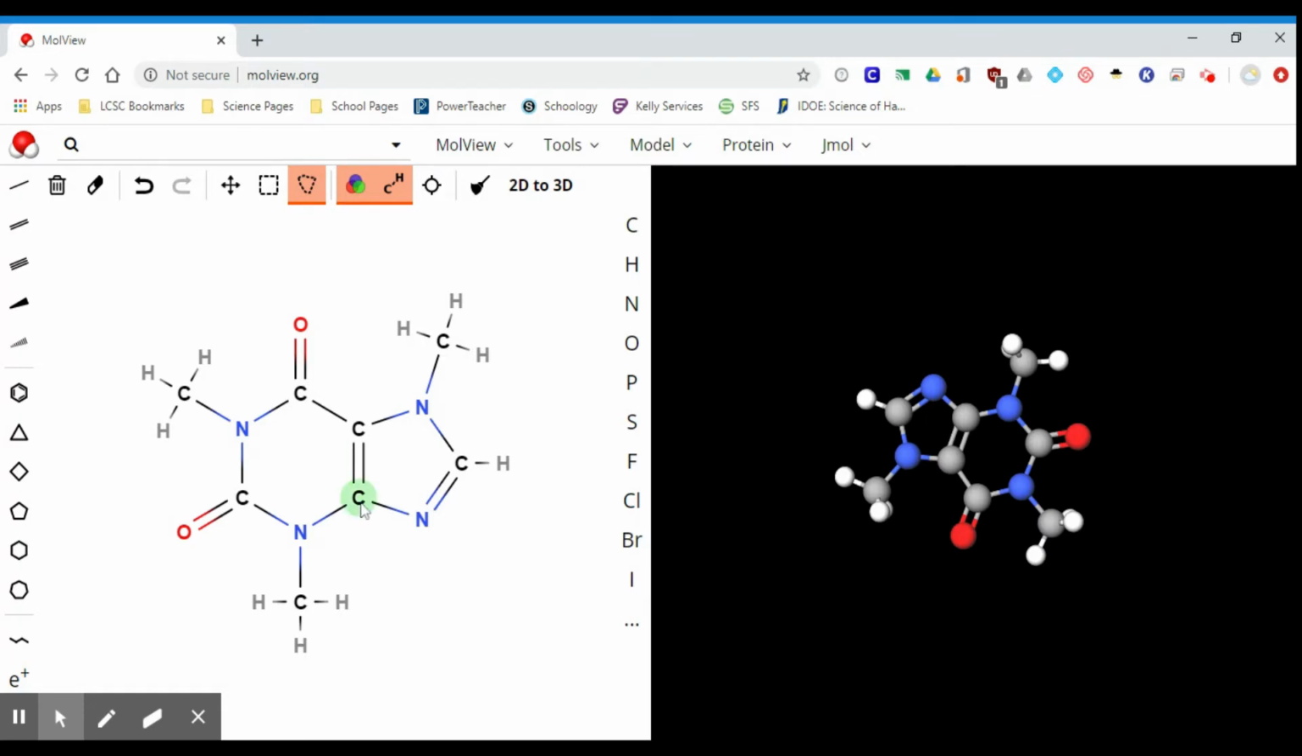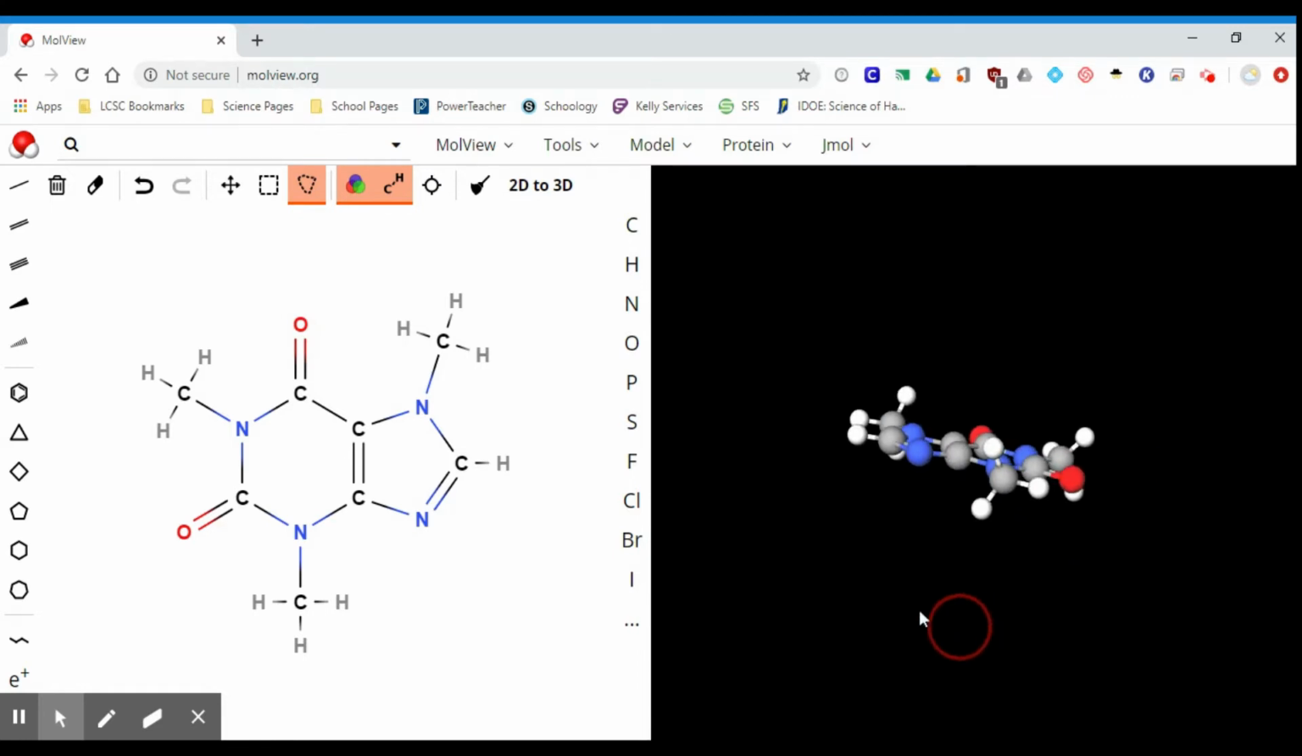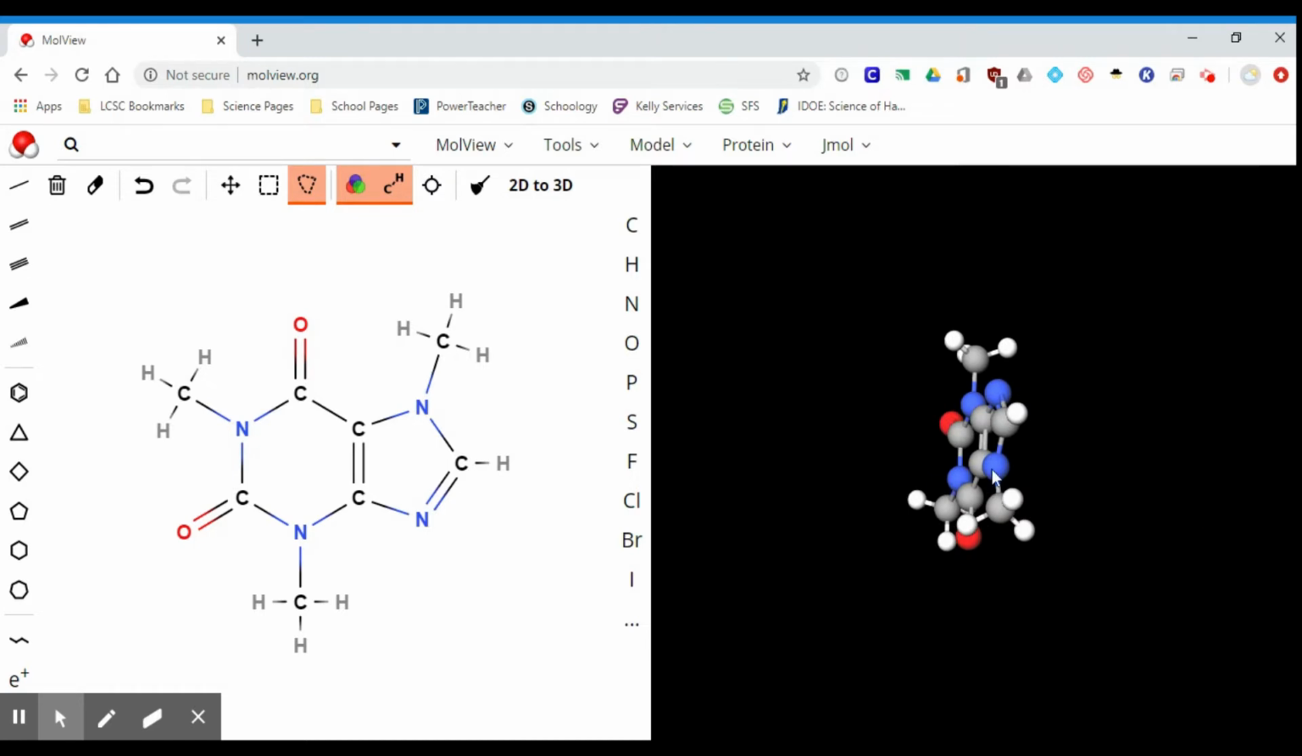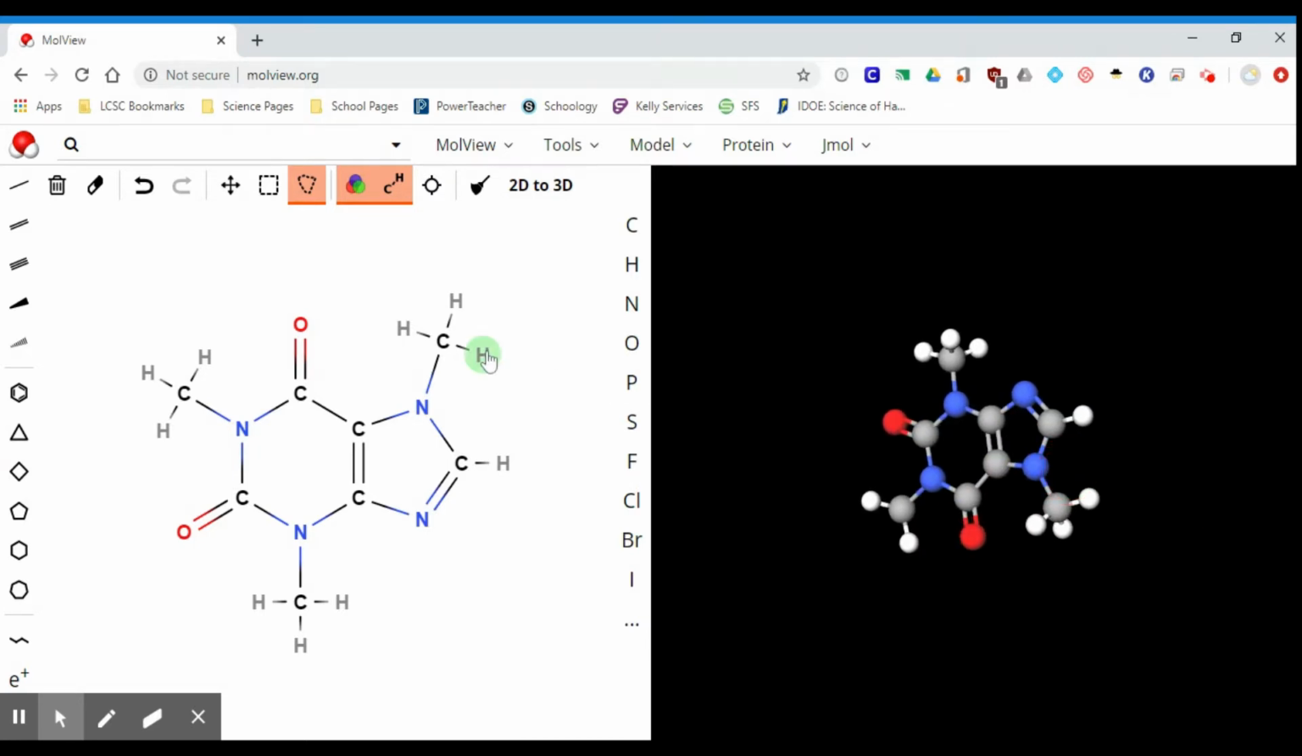The first one they show you is caffeine. All right, so if you've ever wondered what caffeine looks like, you've got atoms that are color-coded on the left and right, so you can kind of compare the drawn-out structure to what it actually looks like in 3D. So I can spin this around and see what this guy looks like.